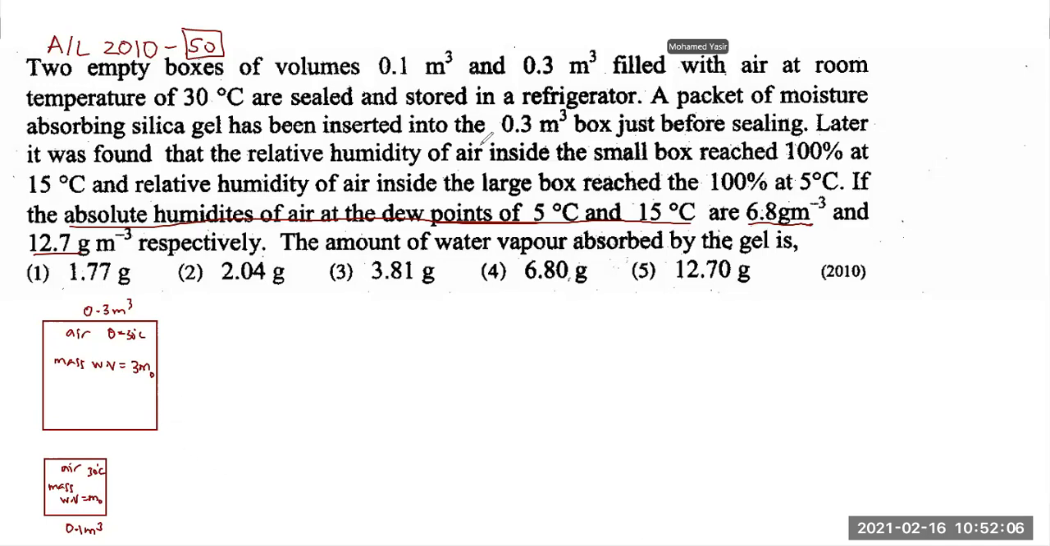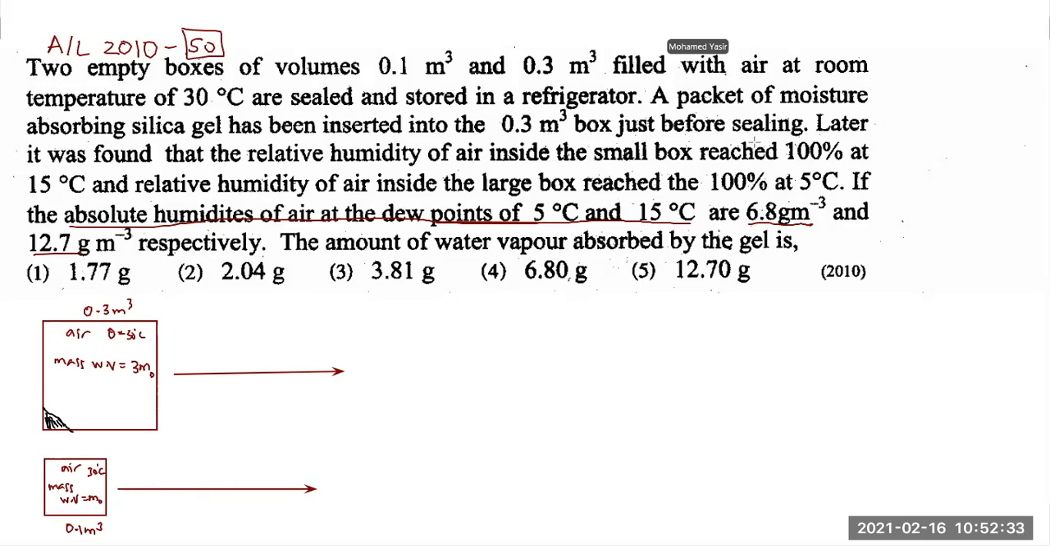All right, fine. And then what are they doing? A packet of moisture absorbing silica gel has been inserted into the 0.3 meter cube box. Now they have added a silica gel like this. The packet of silica gel is there, so it can absorb some water vapor. Then they are cooling them down, both. Here also it's cooling down.